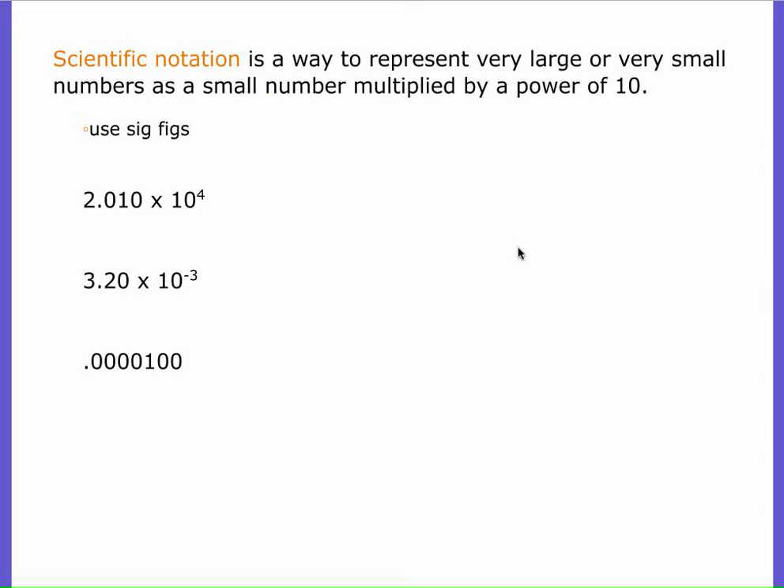Right, these two numbers here, 2.010 times 10 to the fourth and 3.20 times 10 to the negative third, are both in scientific notation. Some of the things that we need to focus on is understanding that exponent. If it's positive, that meant it was a very big number. If it was negative, it was a small number originally. But I'm just going to take these two numbers out of scientific notation and show you how those sig figs come into play here.